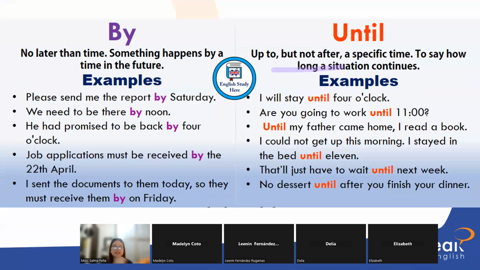So let's see. By and until. By means no later than a time. Something happens by a time in the future. That's why, yes, Lenin, it's future. And until is up to. Up to, we have a limit time, but not after, at a specific time, to say how long the situation continued.